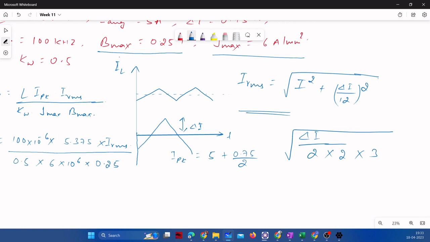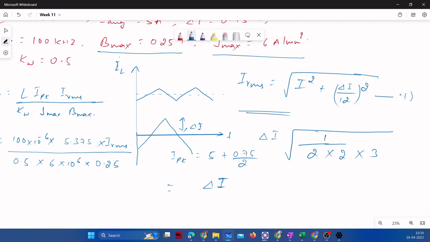Sir, please tell how you got this. See, delta I by 2 into root 3. Sorry, this delta I should be outside. In the previous equation also the square won't come. The square root will be there, but inside the square root the square won't come. This previous equation, the upper equation, is the same as what sir has written.